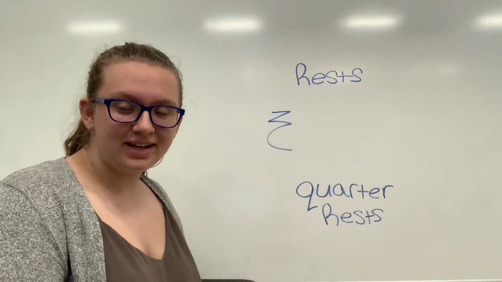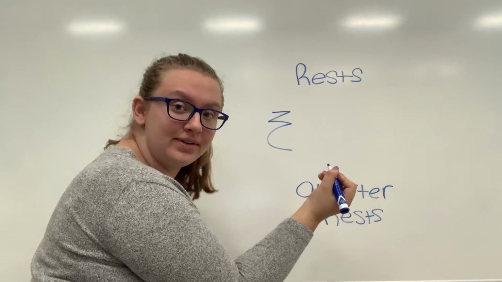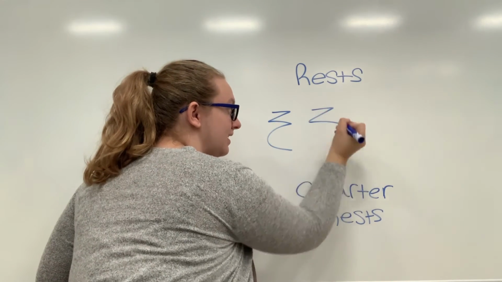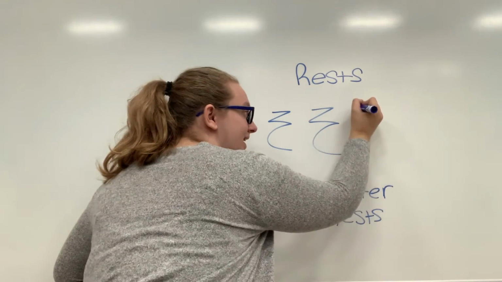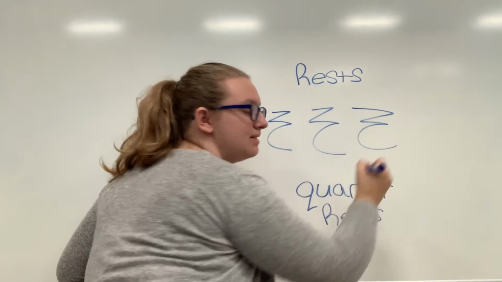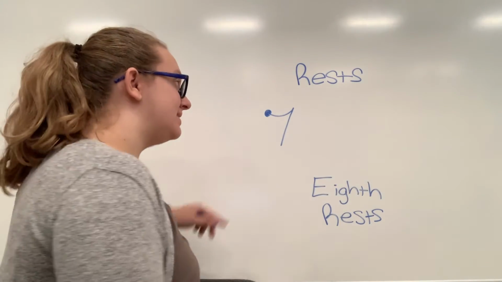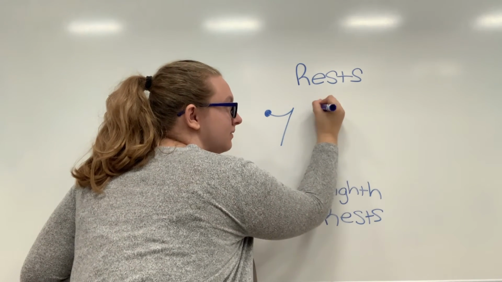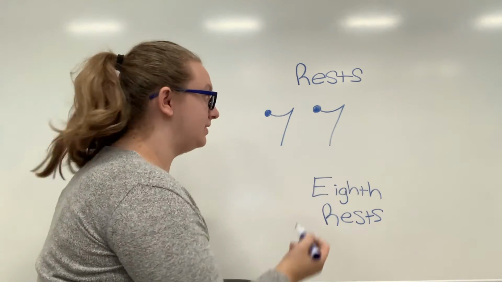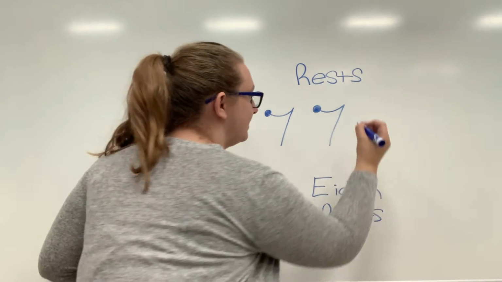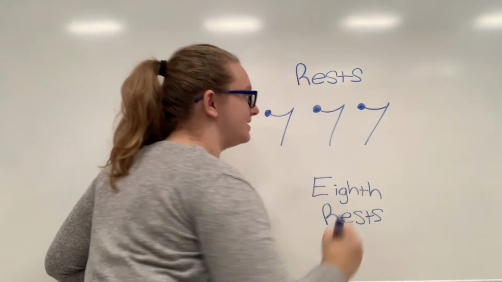Sometimes quarter rests look like they could be really hard to draw, so I'll show you how. When we draw quarter rests, we draw a Z and then a C at the bottom. One more time, a Z and then a C at the bottom. Eighth rests look a little bit funny too, but we draw these by making a dot and then a 7. The top of the 7 swoops a little bit when you draw it. Let's do that one more time. Draw your dot, swoop, and a 7.